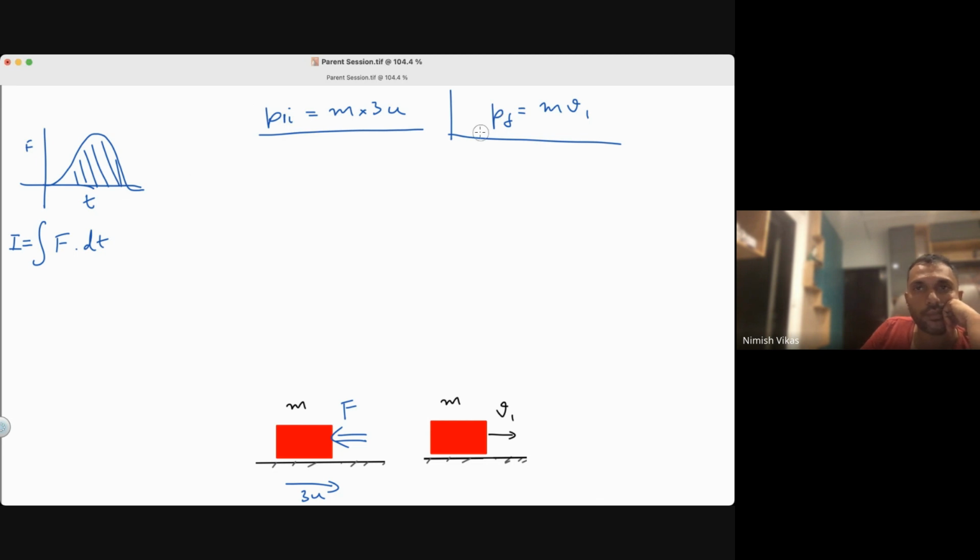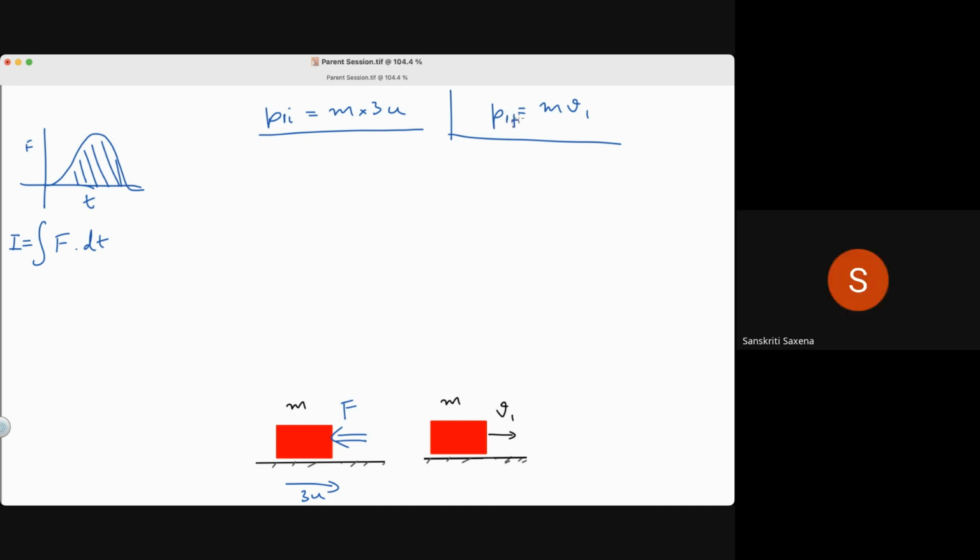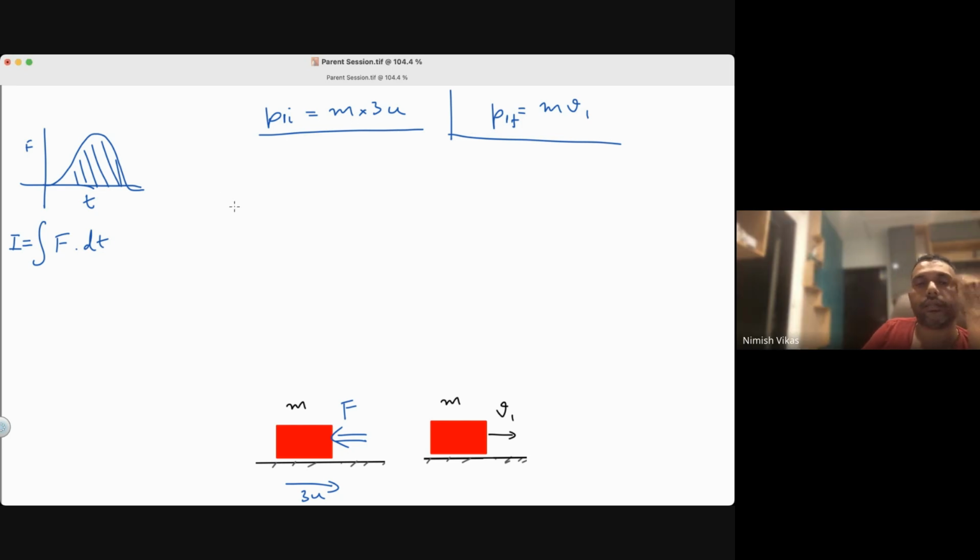How are you going to connect and write PI, PF and I? Impulse will be the change in momentum, PF minus PI. That is technically right, that is correct. But I'll have to write vector, vector, vector.